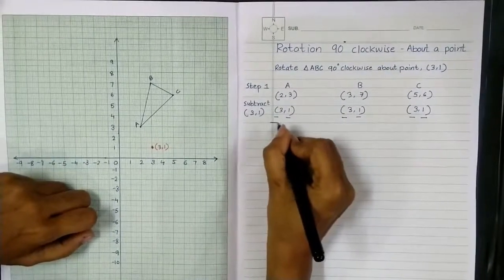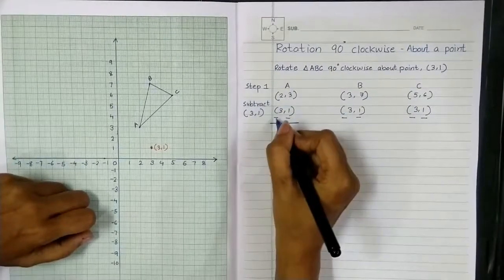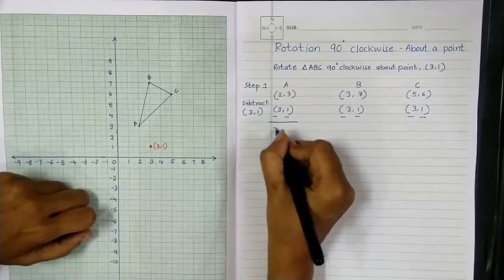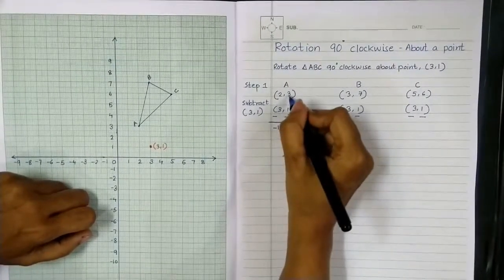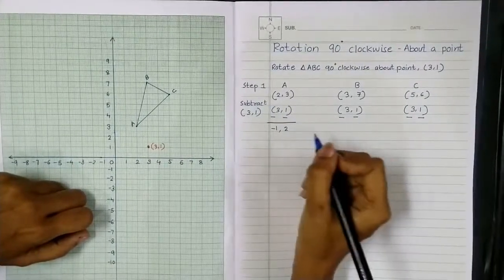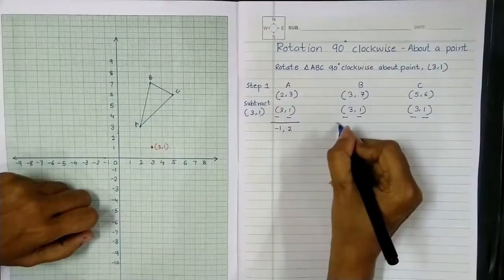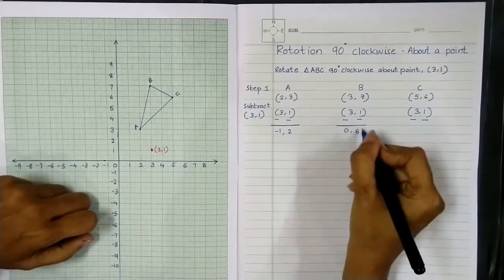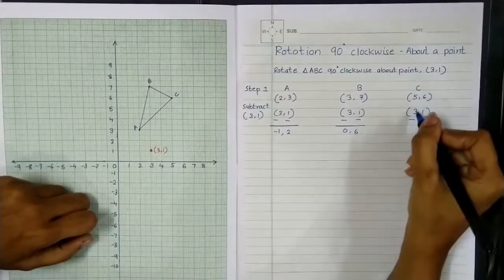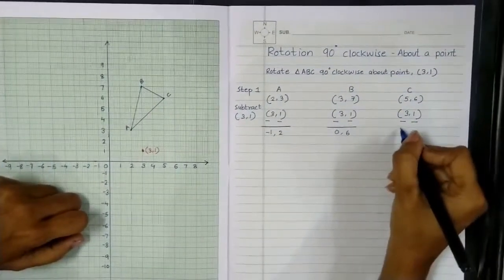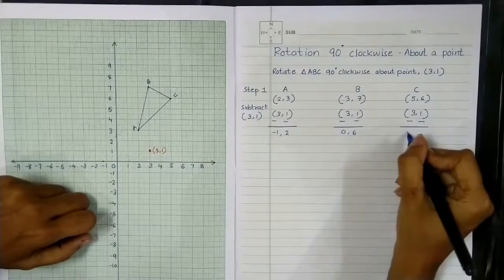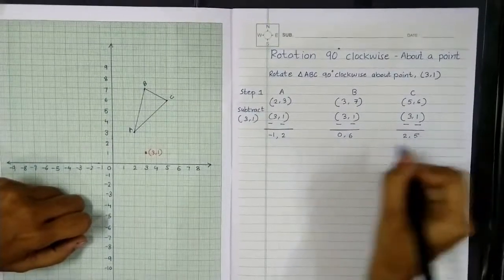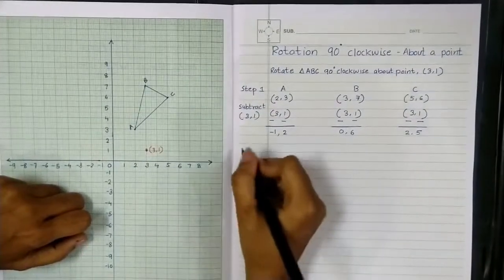So after subtraction here, 2 minus 3, we will get my answer as minus 1. 3 minus 1, I'll get an answer as 2. 3 minus 3, my answer will be 0. 7 minus 1, my answer will be 6. 5 minus 3, my answer here will be 2. 6 minus 1, my answer will be 5. This is my step number 1.